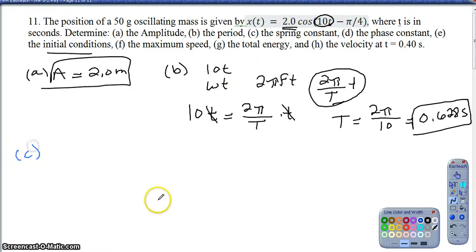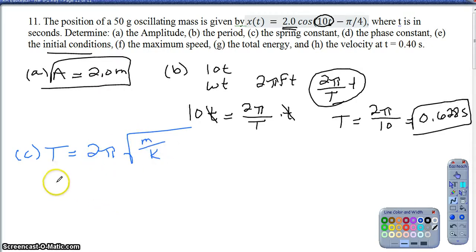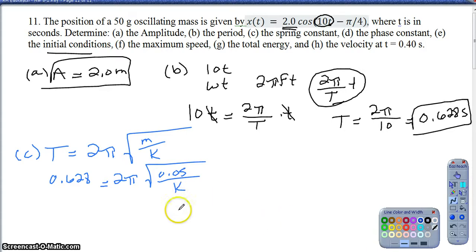Part C, as soon as I know the period, becomes pretty easy, right? Because now I can use my period, which I know is 0.628, and my period equation, which is 2 pi times the mass divided by the spring constant. So now that I know this, 0.628 seconds equals 2 pi times the mass, which is 0.05, divided by the spring constant, which is my only variable.